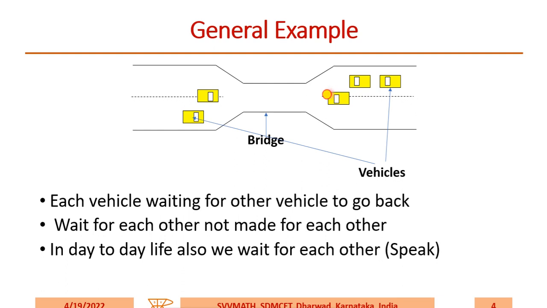Vehicles are moving, and let us consider these two vehicles are coming onto the bridge. Now when they come onto the bridge, they cannot continue moving. Let us consider this as vehicle 1 and vehicle 2. Vehicle 1 is waiting for vehicle 2 to go back. Vehicle 2 is waiting for vehicle 1 to go back. Now they are waiting for each other. I said wait for each other, not made for each other.